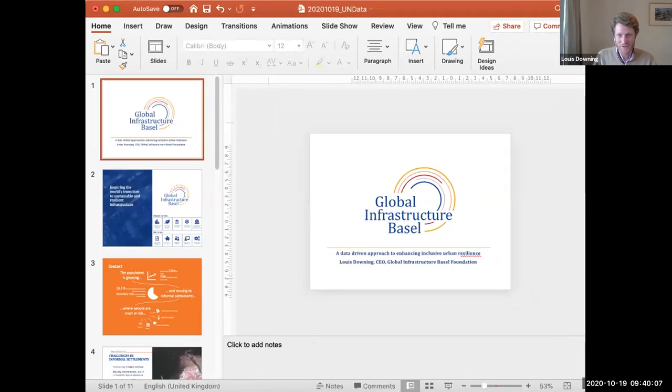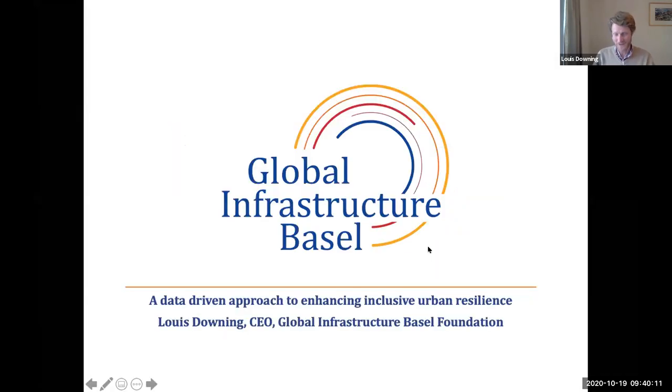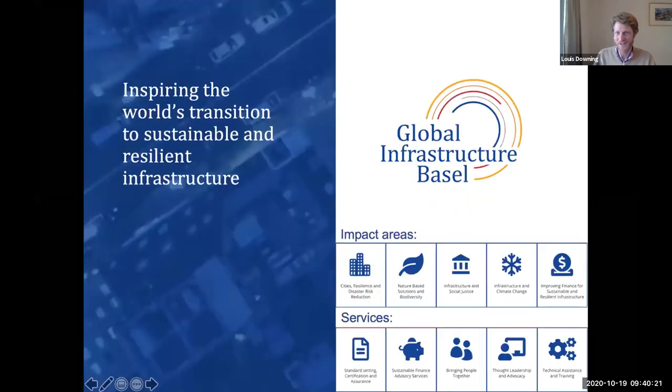First, thanks very much for inviting me to speak, and thanks also to all the other speakers who've just shared such amazing insights on the different exciting things that everyone's working on. My name is Louis Downing. I'm the CEO of the Global Infrastructure Basel Foundation. We're a Swiss-based nonprofit organization based in Basel, and our mission is to inspire the world's transition to sustainable and resilient infrastructure. We look at that through a few different lenses, focusing on cities, resilience, disaster risk reduction, nature-based solutions, social justice, inclusion, climate change, and improving finance for sustainable and resilient infrastructure.